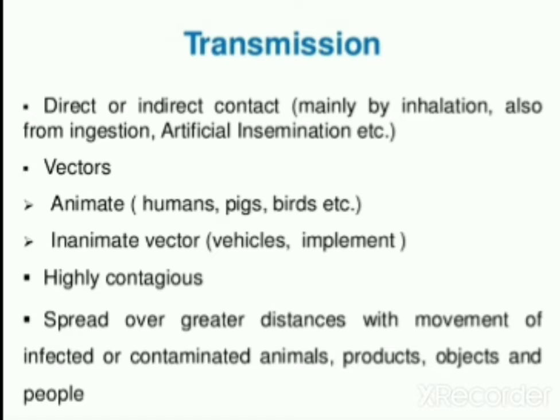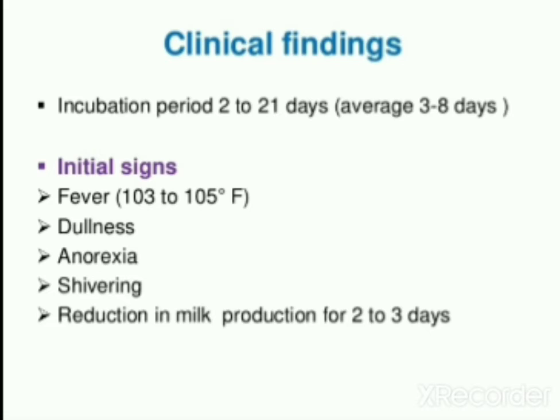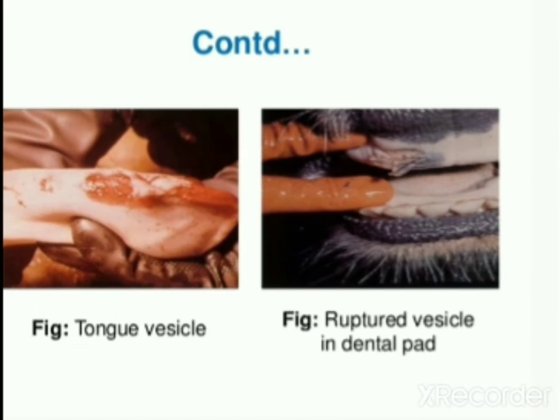Animate vector, vehicle, implement. Highly contagious, spread over greater distances with the movement of infected or contaminated animals, products, objects, and people. Clinical findings: incubation period 2 to 21 days, average 3 to 8 days. Initial signs: fever 103 to 105 Fahrenheit, dullness, anorexia, shivering, reduction of milk production for 2 to 3 days.